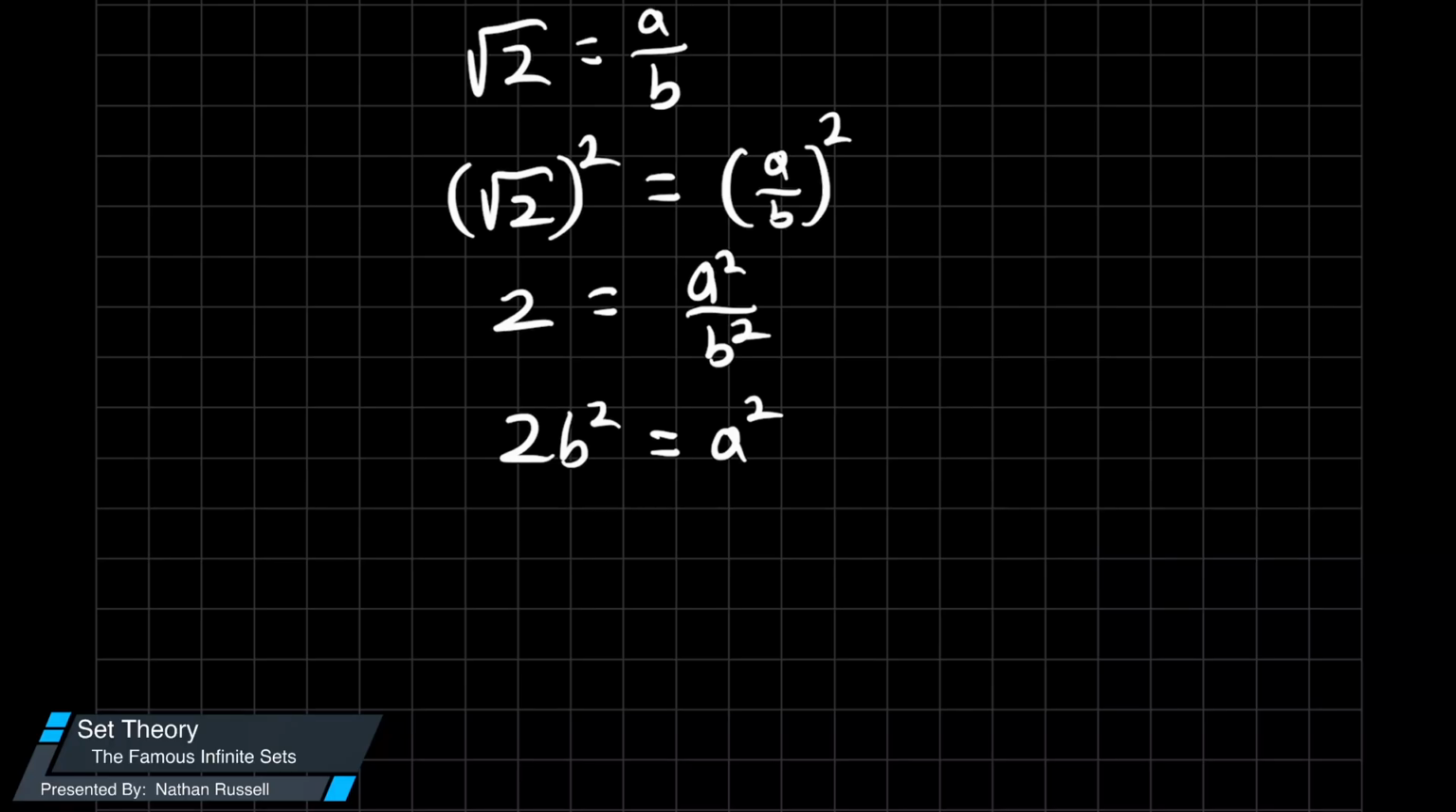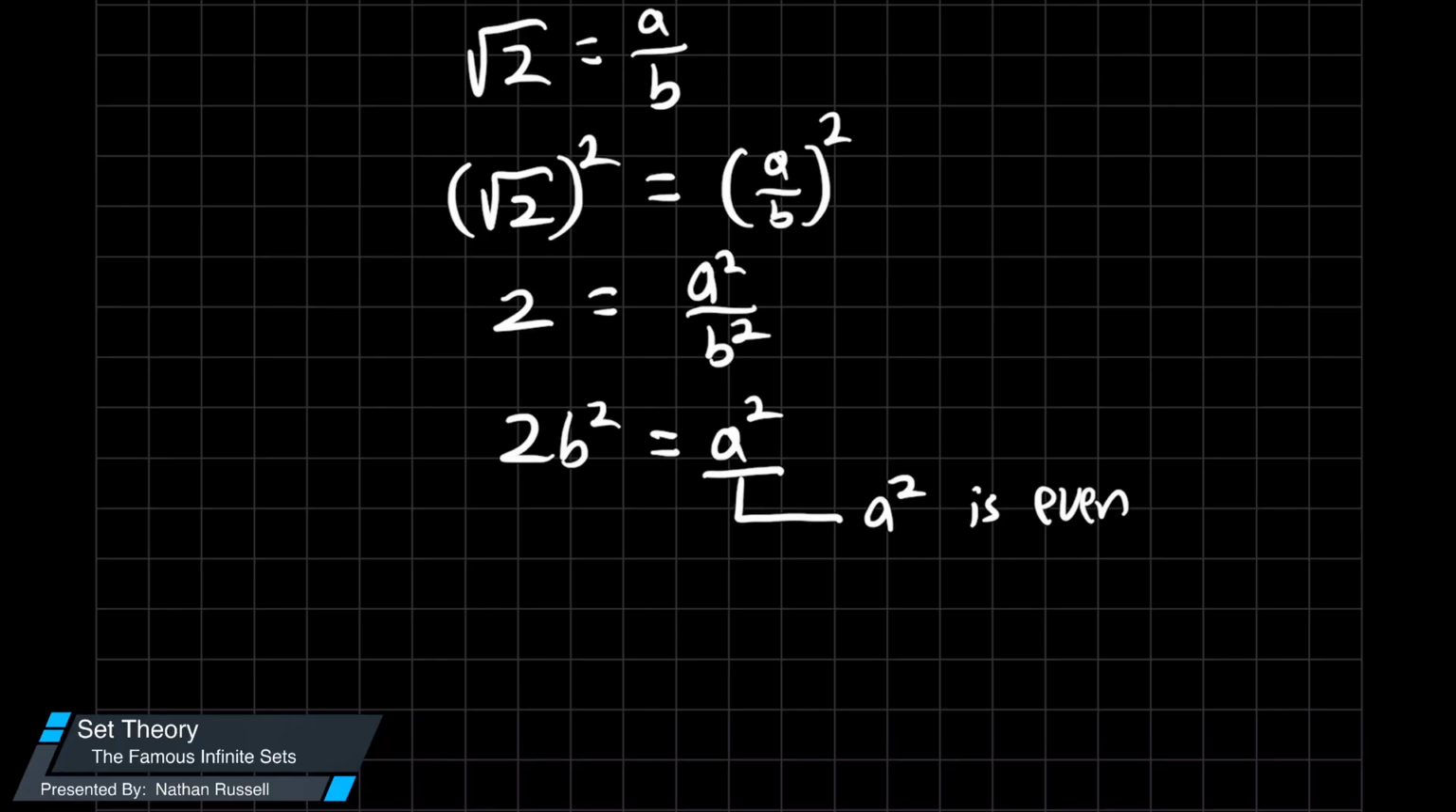All right. Recall what an even number is. An even number is just an integer that's been multiplied by 2. So an even number is a multiple of 2. Notice that it must be the case that a squared is even. Why? b is an integer, b squared is an integer, b squared times 2 must be an even number, so a squared is an even number.